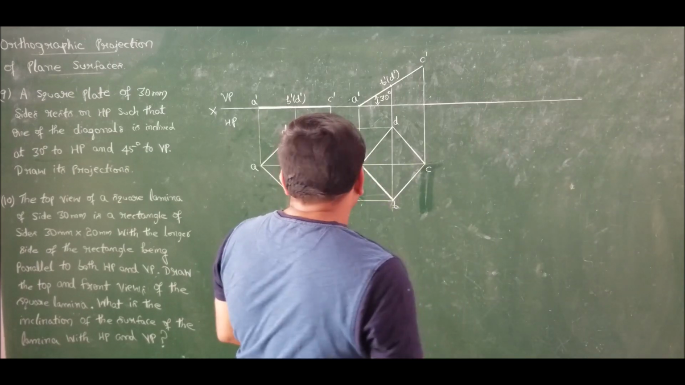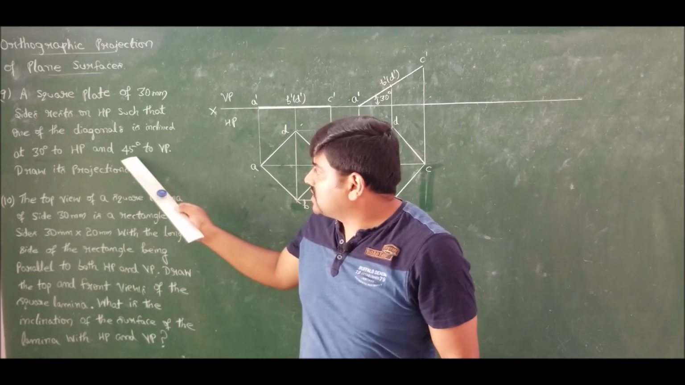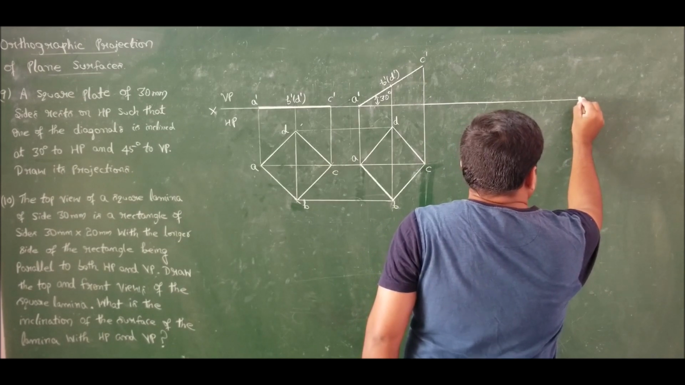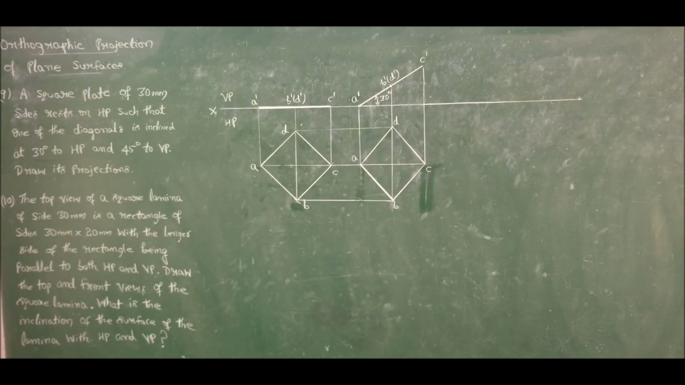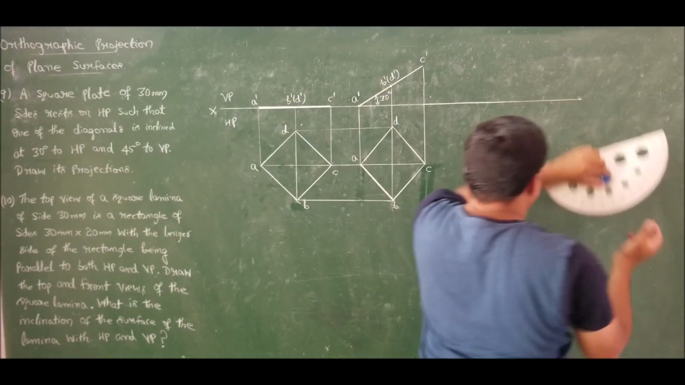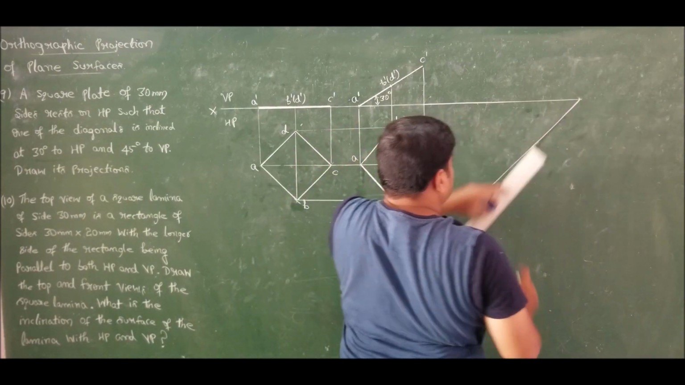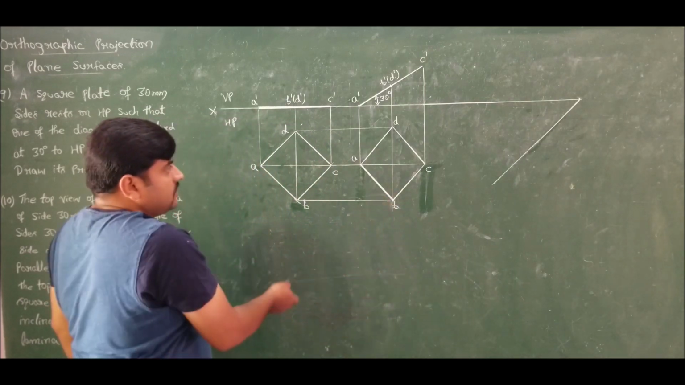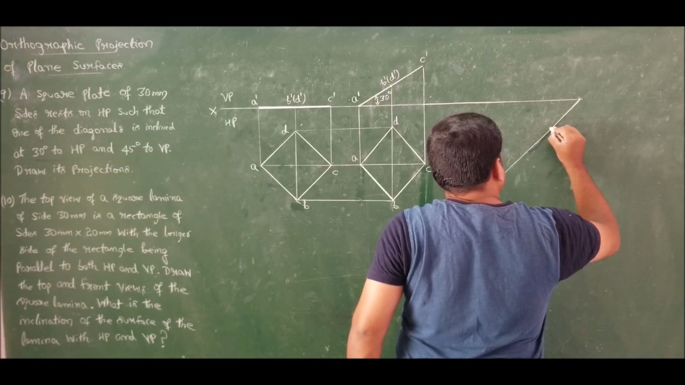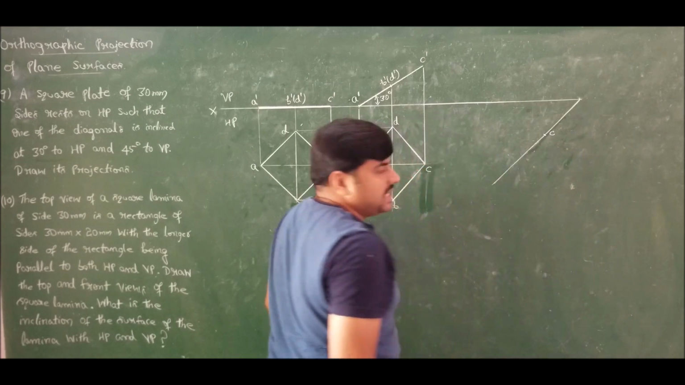Now in order to find the apparent inclination, first you draw a line for the true inclination. The true inclination is specified as 45 degrees. First you draw a line for 45 degrees. Let me draw a 45 degree line. Now on this line you insert the true diagonal first. Let me fix C. Let me have C here.